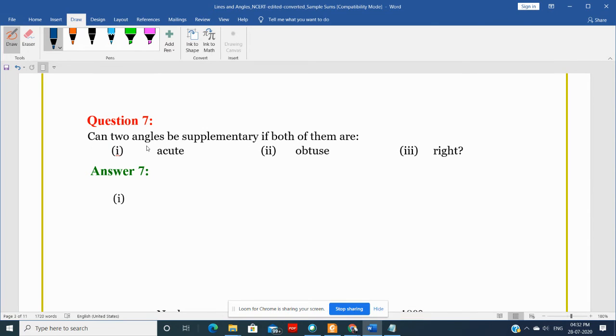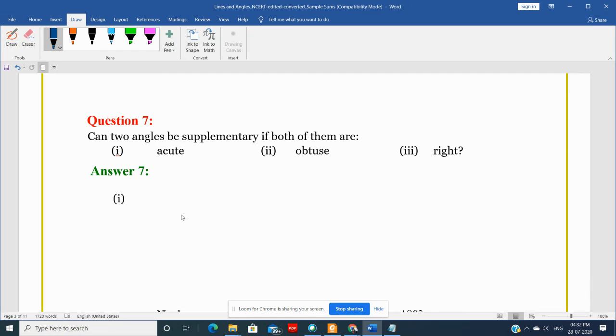So here the question is, can two angles be supplementary if both of them are acute? Let's find it out. What does acute mean? Acute means less than 90, right? So let's take two angles that are acute, okay? So we will take both angles acute.